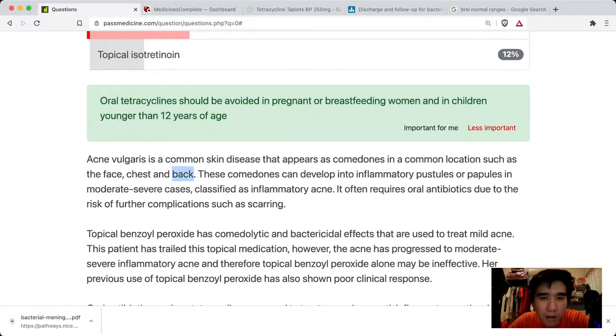Acne vulgaris is a common skin disease that appears as comedones in common locations such as the face, chest, and back. These comedones can develop into inflammatory pustules or papules in moderate to severe disease.